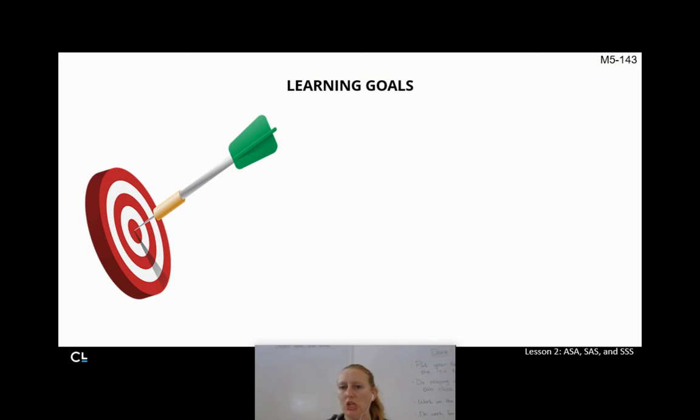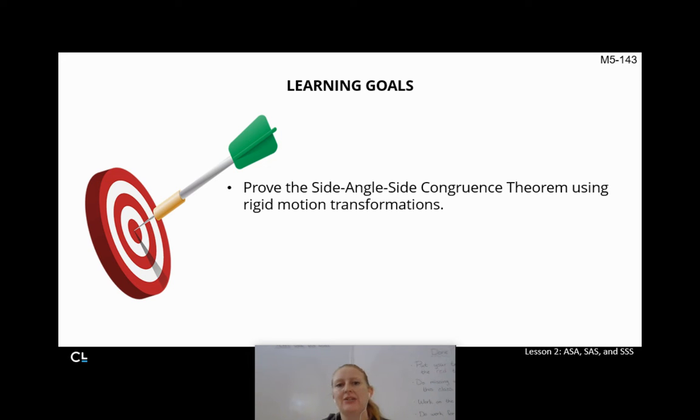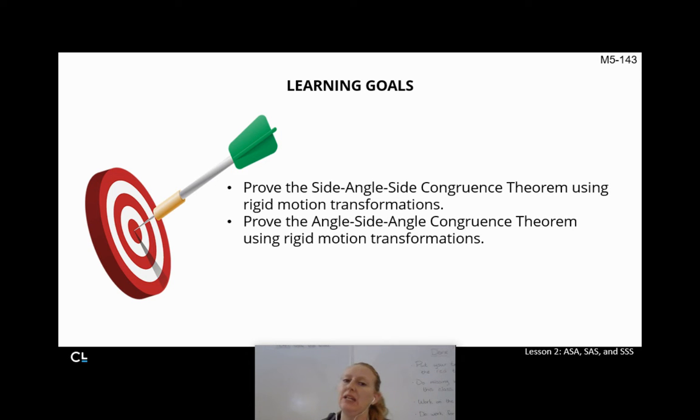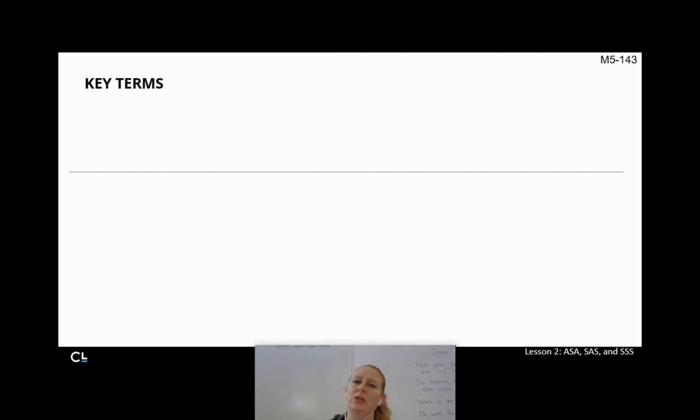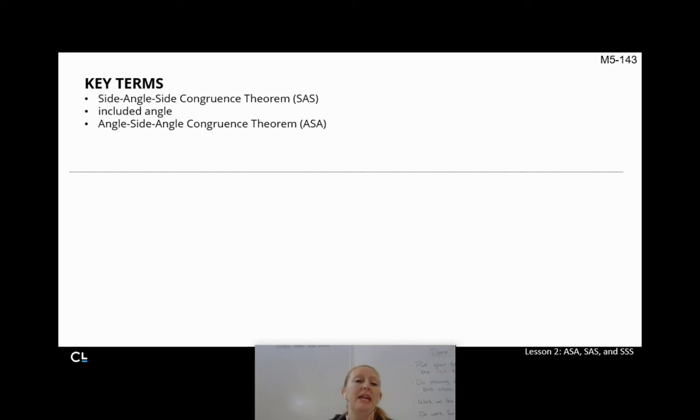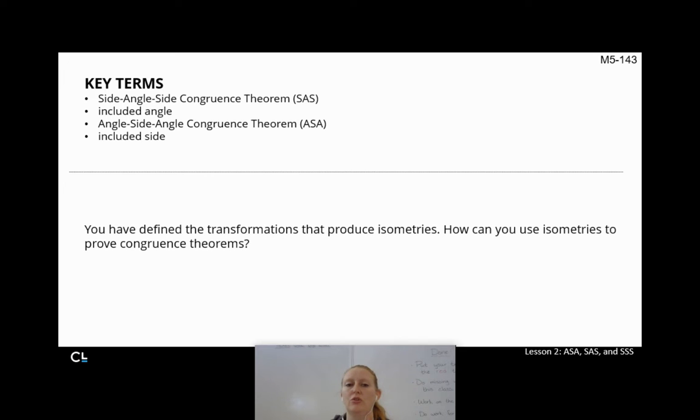So our learning goals today are to look at the side angle side congruence theorem and the angle side angle congruence theorem. When do we get to use them? How do we know we get to use them? Those are our key terms as well: side angle side congruence theorem. We're also going to talk about something called an included angle, which is important. Angle side angle congruence theorem, ASA, means we're going to talk about something called an included side, also important. So we've already proven triangles are congruent with SSS. Can we do it with SAS and ASA? See what we can do.